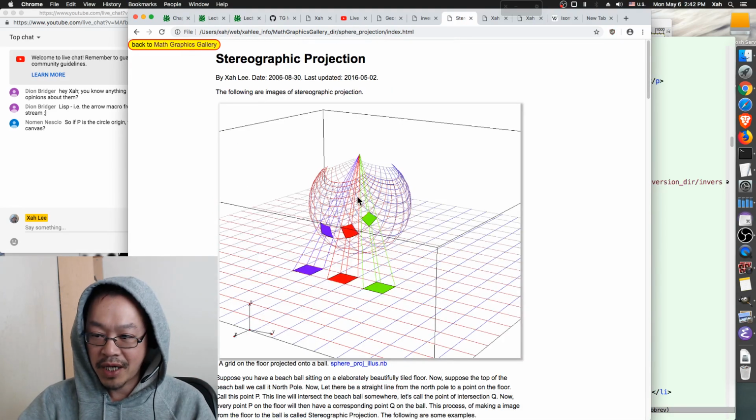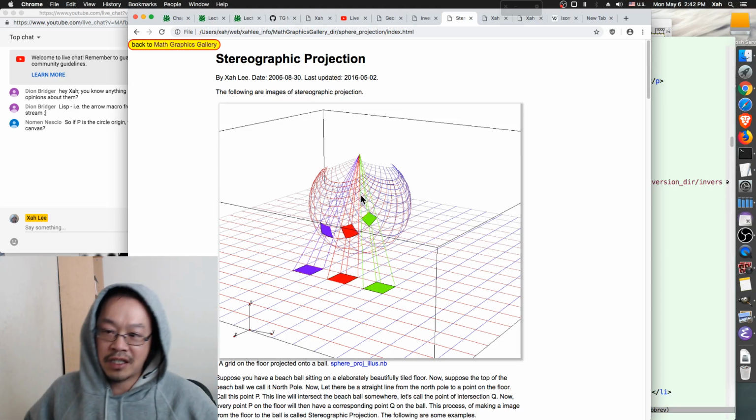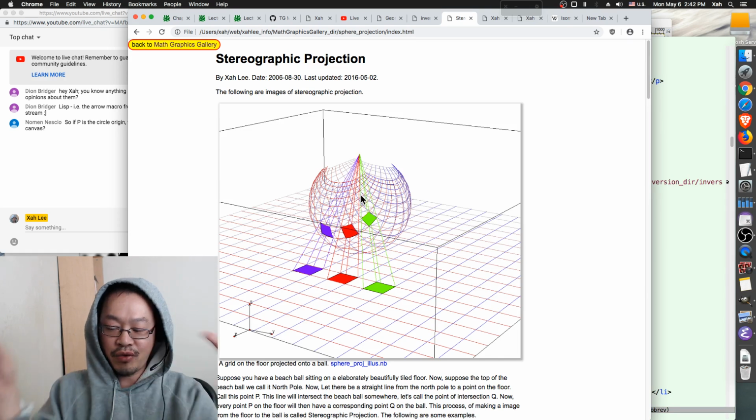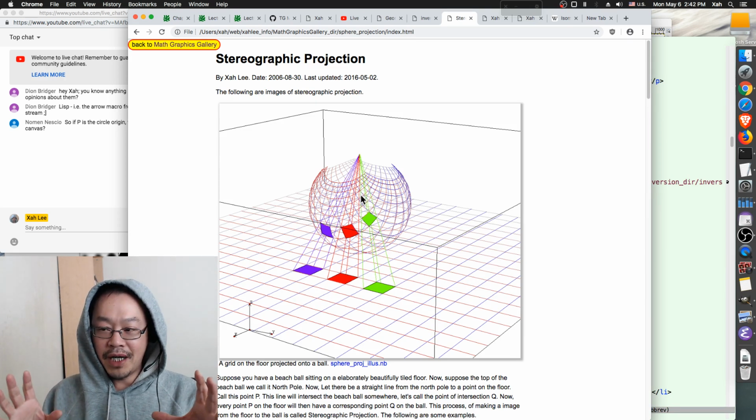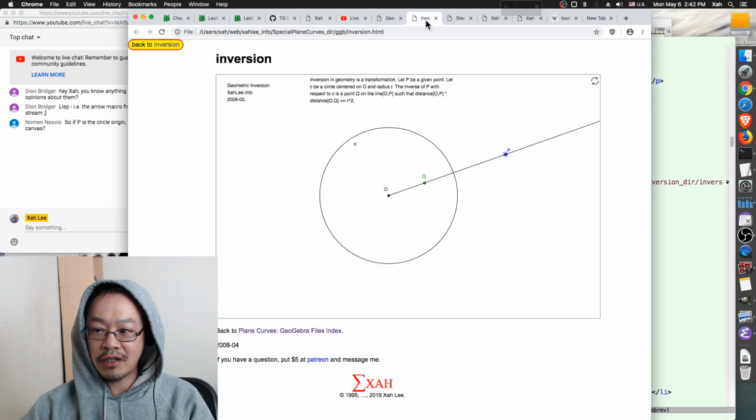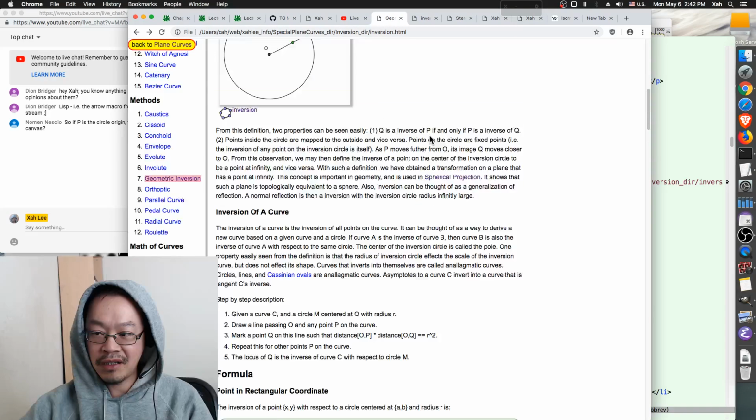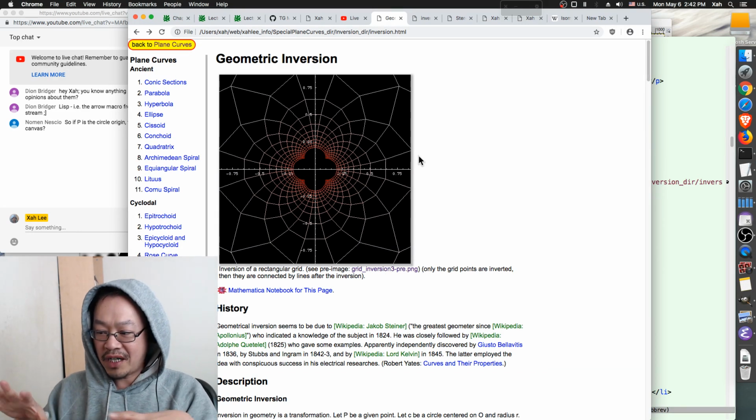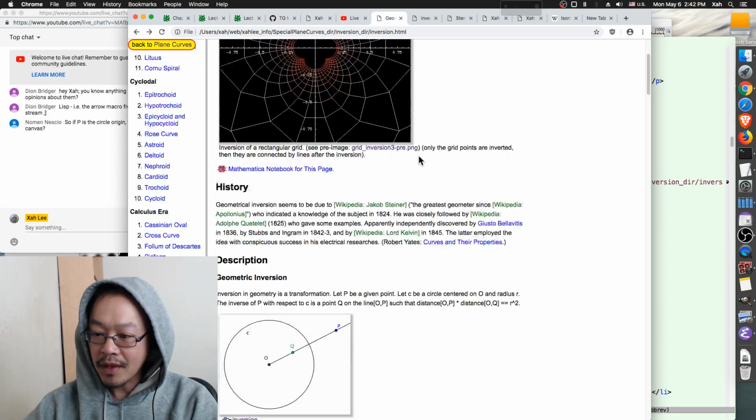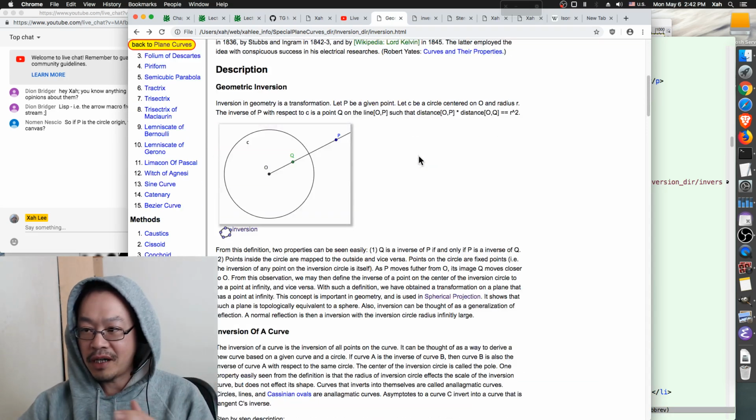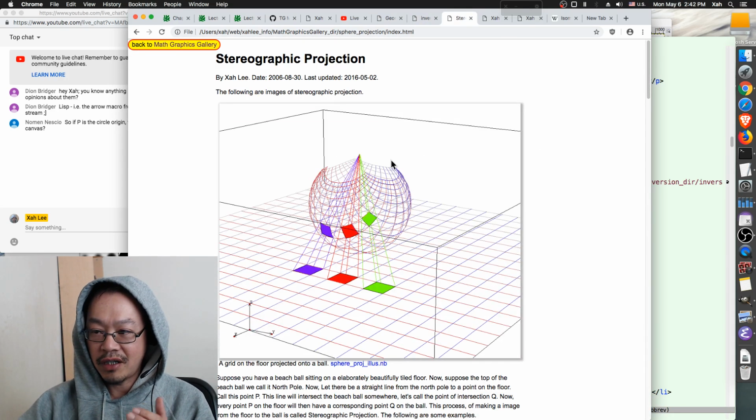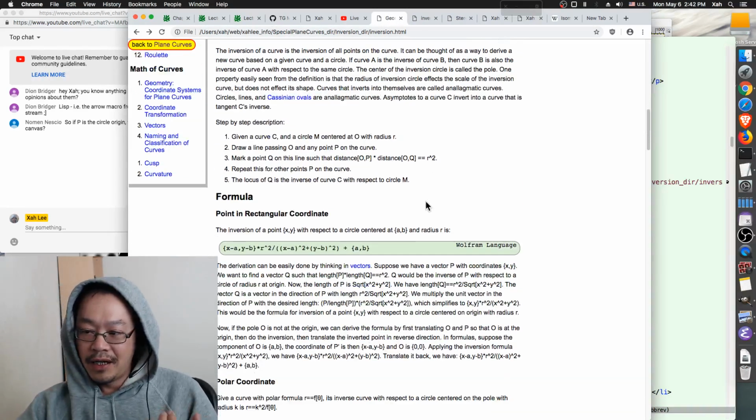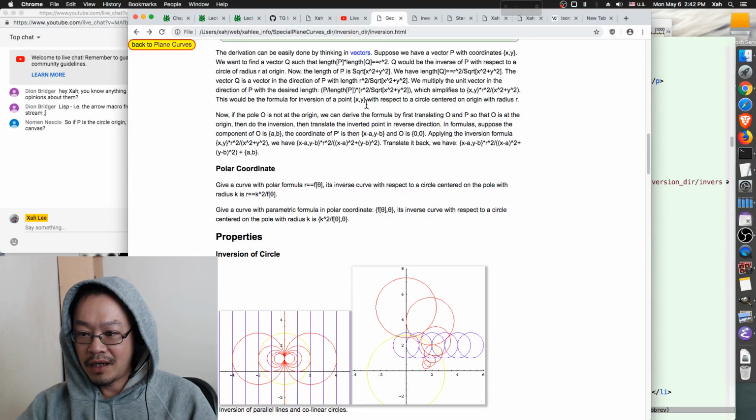Here's what we're gonna talk about. This is a stereographic projection. Now this is 3D, three-dimensional, but the geometric inversion we just talked about is 2D. But we are going to connect them together so you can see how they connect. So anyway, before we talk about stereographic projection, let's come back to geometric inversion and tie them together.